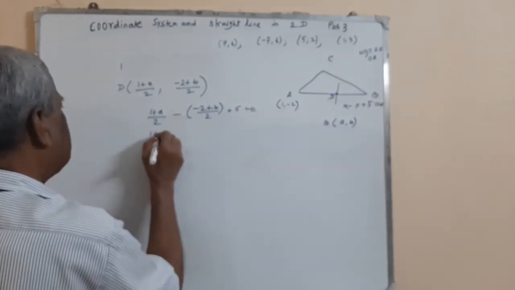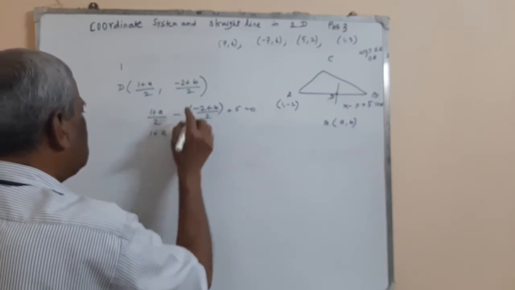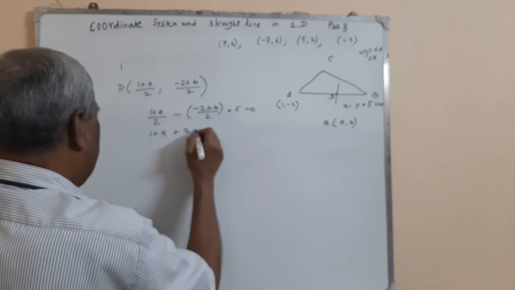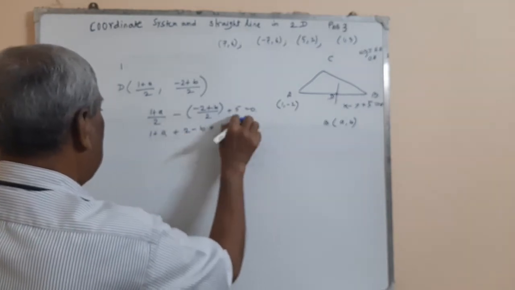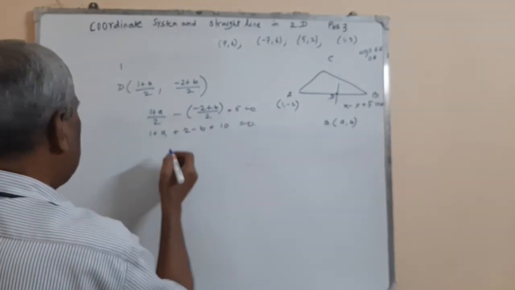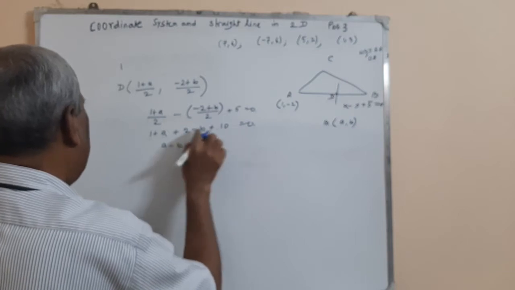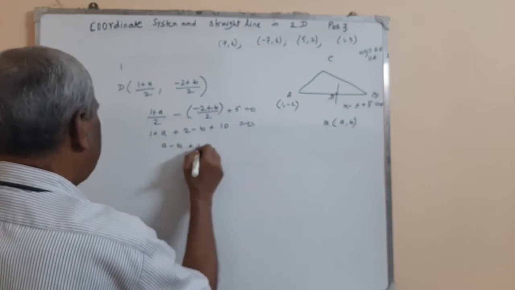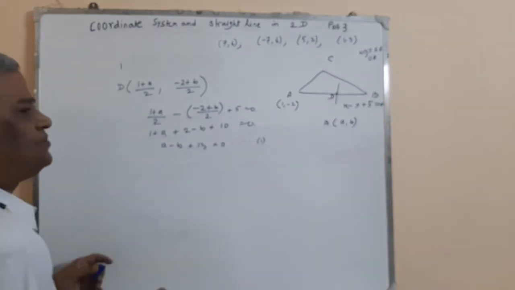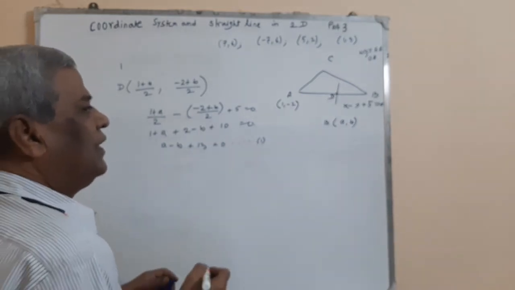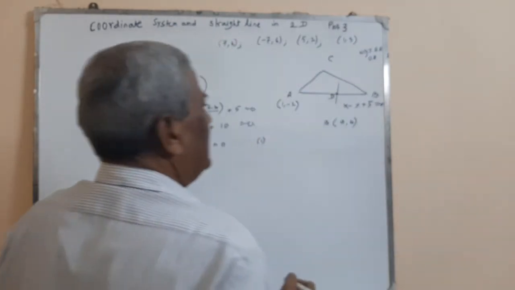That is 1 plus a plus 2 minus b plus 10 is equal to 0, into 2. That means we have a minus b plus 13 is equal to 0. This is number 1. Number 2, midpoint lies on that.